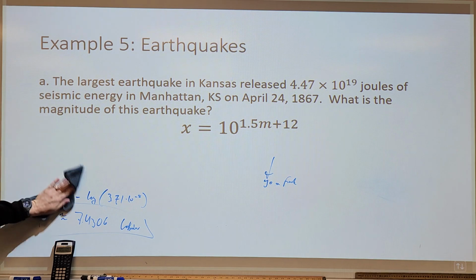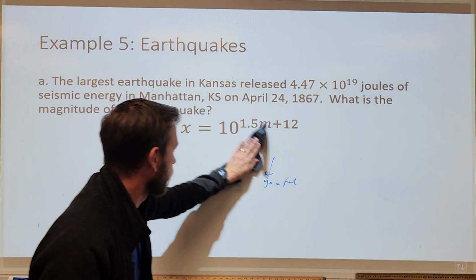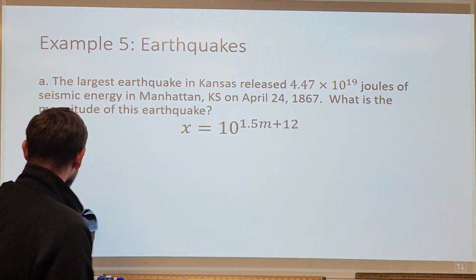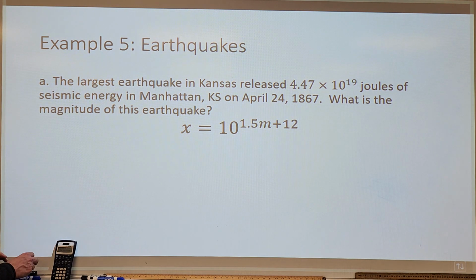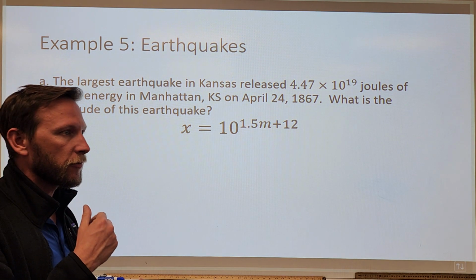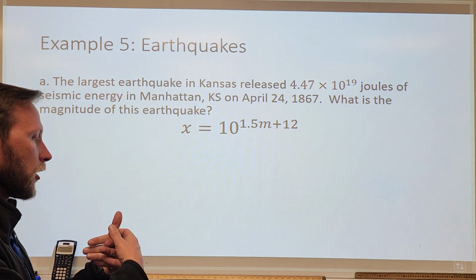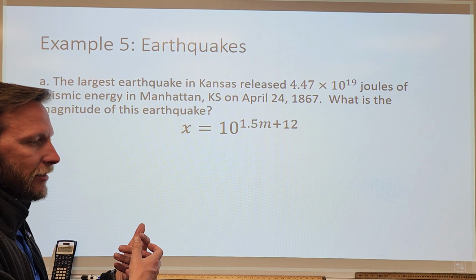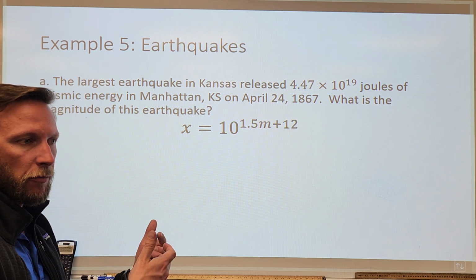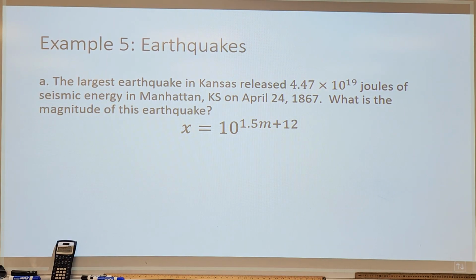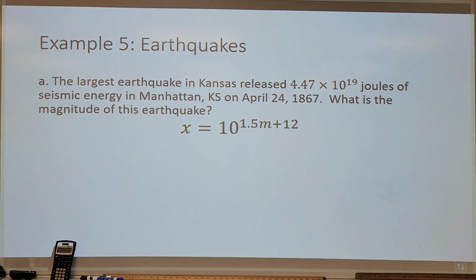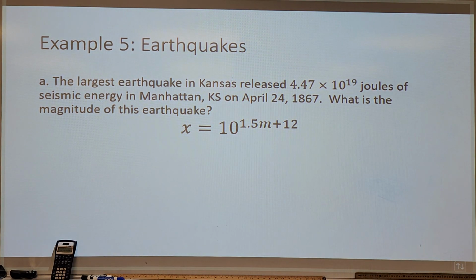All right, going into seismology. If we're talking earthquakes, and we're talking about magnitude, and how strong these things are, one of the things I want you to understand is an earthquake with a magnitude of 4 is 10 times weaker than one with a magnitude of 5, right? So that's kind of how those are measured. So in this situation, the largest earthquake in Kansas released a given number of joules of seismic energy. What is the magnitude of the earthquake?